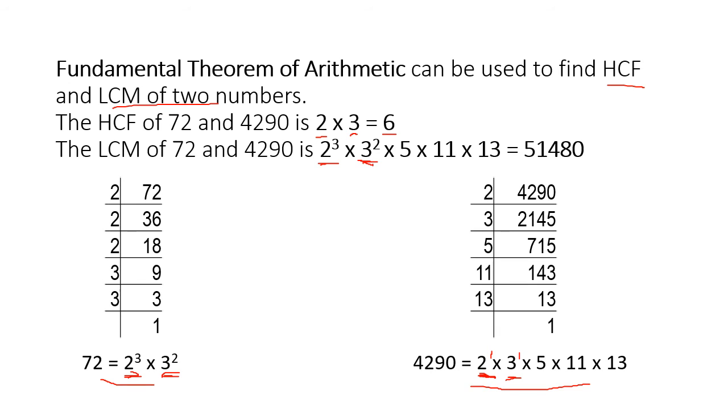So which are common, I took the greater power. But which are uncommon, these also I have to take: 5 into 11 into 13. So I took 5 into 11 into 13. When I multiply them all, I get 51480. Means the LCM of 72 and 4290 is 51480. 51480 is the smallest number which comes in the table of 72 and 4290.